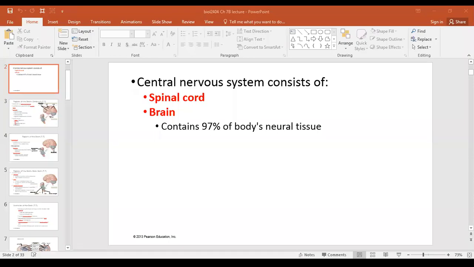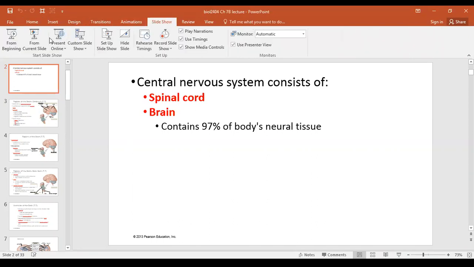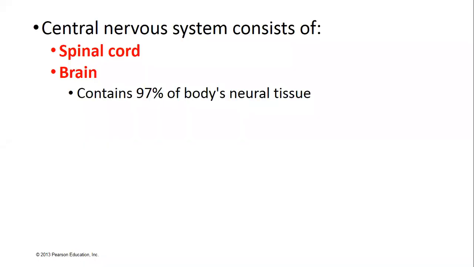Okay, so here we go with chapter 7B. We talked in the first chapter all about neurons and the function of neurons and how they communicate to everywhere in the body. And we're going to go a little bit more global, a little bit bigger, and talk about the brain and the spinal cord, the central nervous system. We'll come later and talk about the peripheral nervous system.